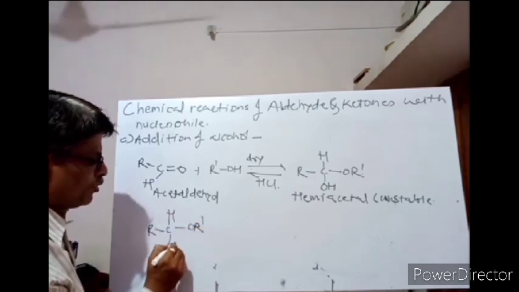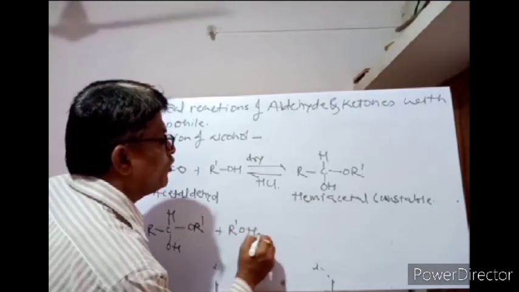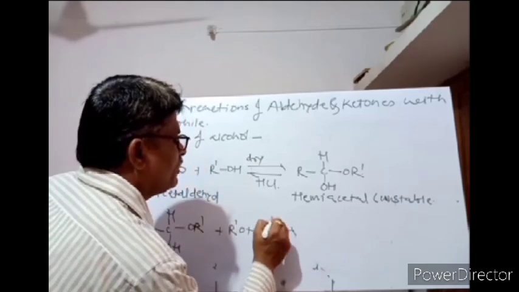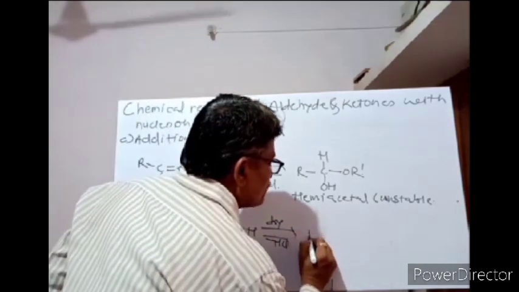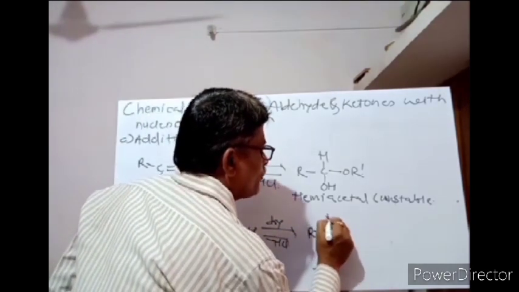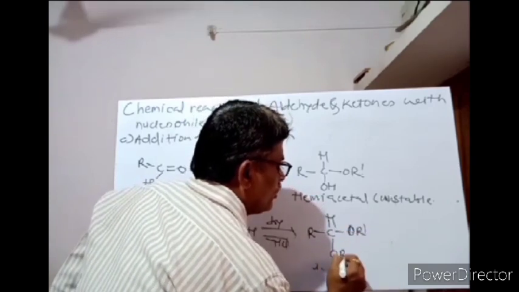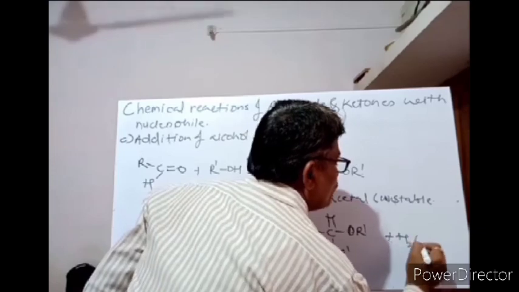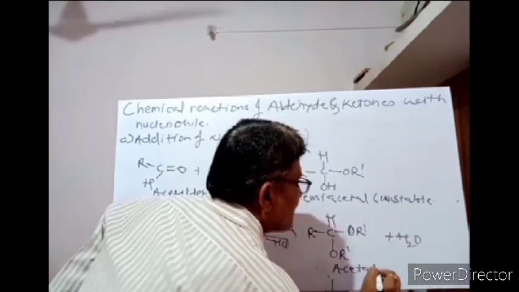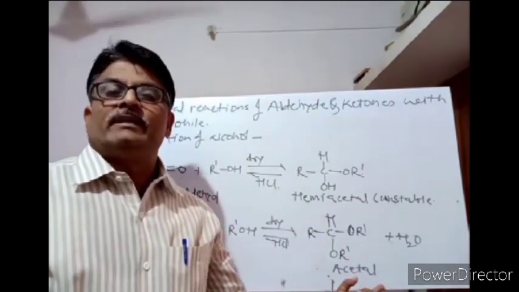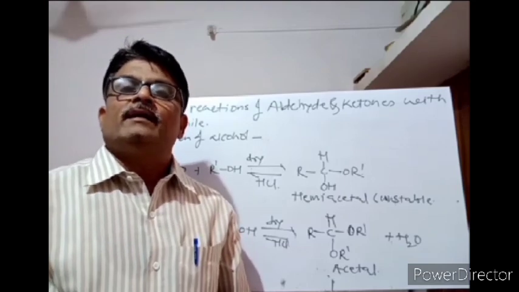RCH(OR dash)OH reacts with another molecule of R dash OH in presence of again dry HCl, and the dialkoxy compound RCH(OR dash)(OR dash) plus H2O is formed. This is known as an acetal, a stable one. So this is the addition of aldehyde to monohydric alcohol.